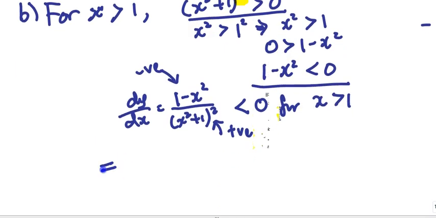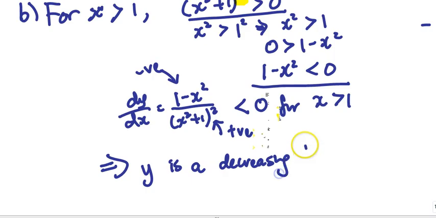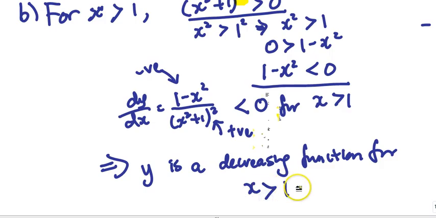And once we've shown this, we can therefore show that y is a decreasing function for x more than 1. So the key to this is to show that dy over dx is less than 0.